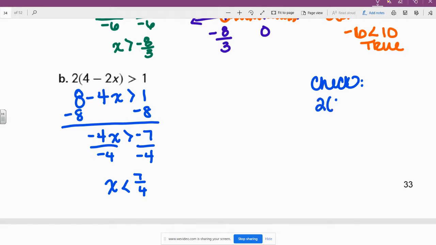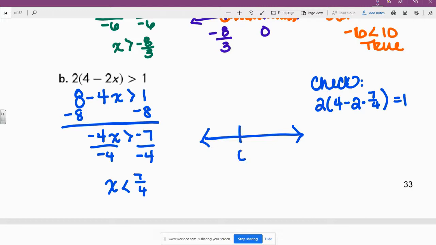So 2 parentheses 4 minus 2 times 7/4 better equal 1. And if it doesn't, then we've done our math wrong, our steps wrong. So I'll put that in my calculator. 4 minus 2 times 7/4, and then multiply that all times 2, and I do get 1. So I know that my answer of 7/4 is correct. Again, you can change that into a mixed number of 1 and 3/4 if you want.